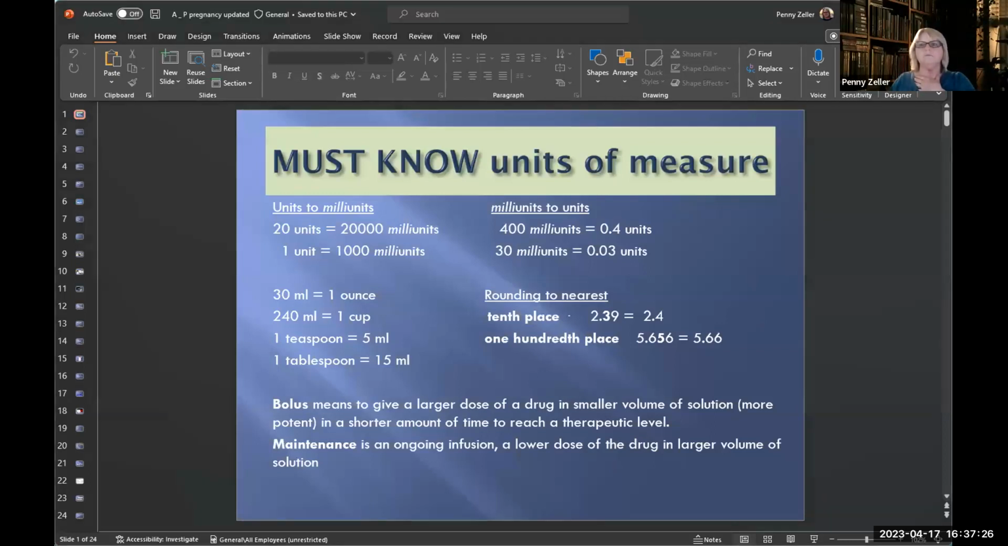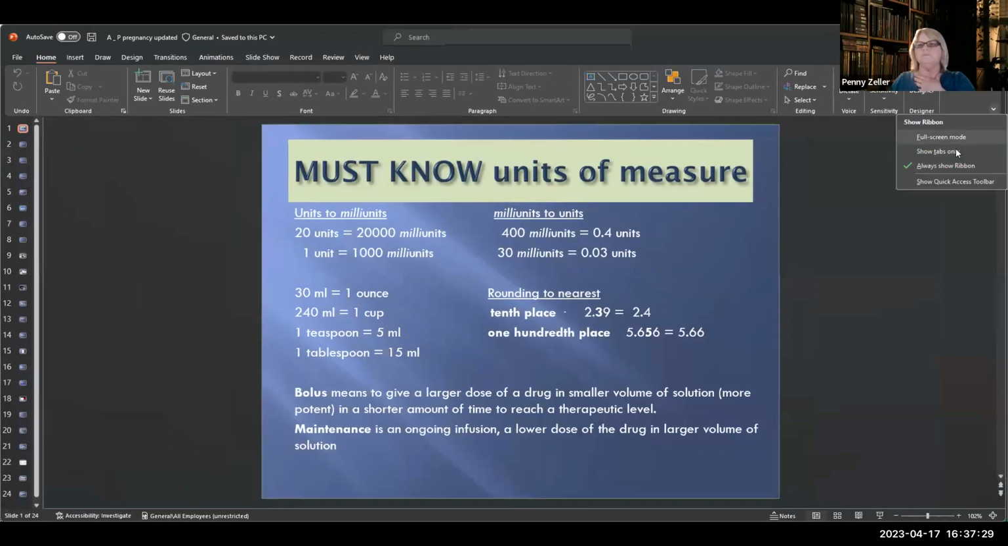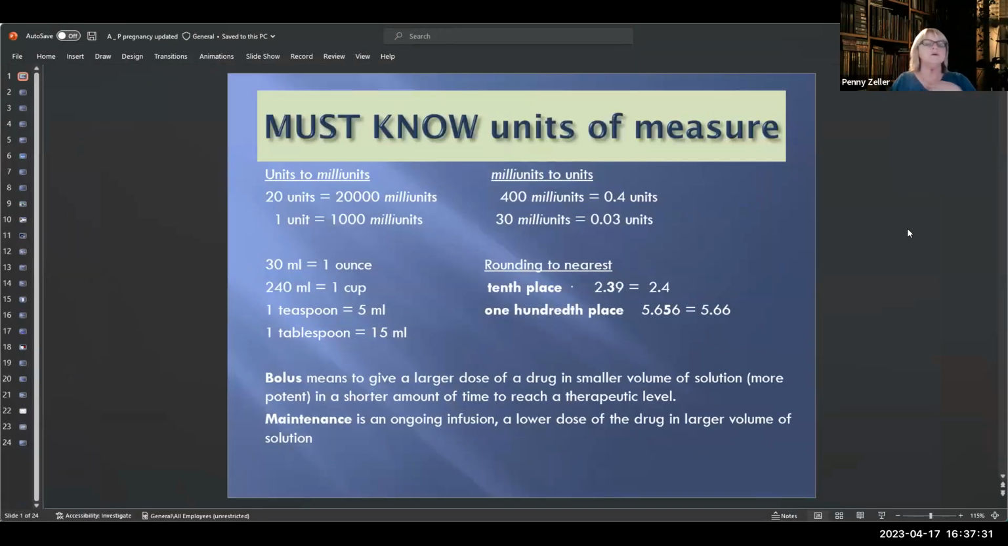Okay, so this is a reminder, and I wanted you to have it as a resource about math conversions. Like, for example, 30 mLs is 1 ounce, 240 is a cup. Remember, if you have a math question on an exam and it asks you to round, if you don't round it up, you get it wrong.